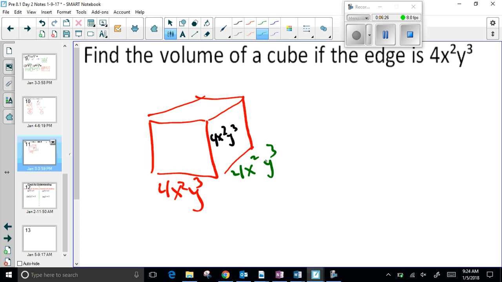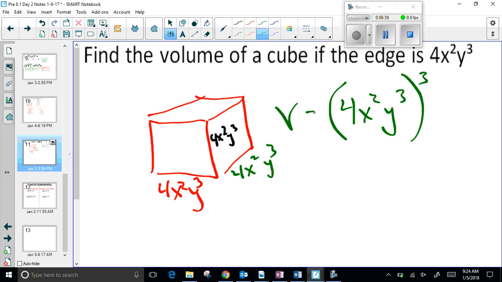So I'm going to end up multiplying length times width times height. They're all the same thing. So it's 4x squared y to the third times itself 3 times, raised to the third power. If I do it that way, this becomes an easier problem. The volume is going to be equal to all of this cubed.